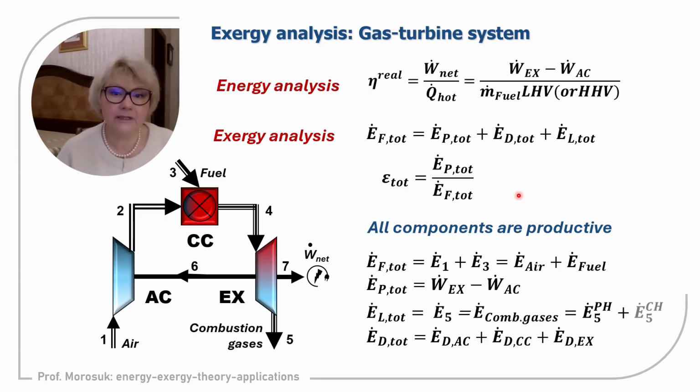For the open cycle gas turbine system, at least for the simple one that we are discussing now, all components are productive. So the fuel of the system is the exergy of the air and exergy of fuel. The product of the system is W net, work of the expander minus work of the compressor. Losses of the system are associated with stream 5, the exergy of combustion gases, and the exergy destruction of the system is the exergy destruction within three components: air compressor, combustion chamber, and expander.